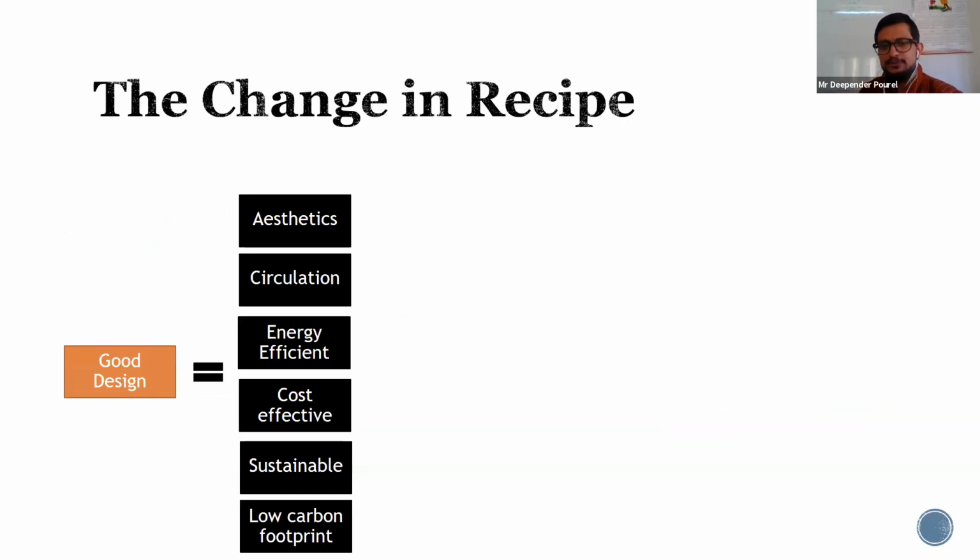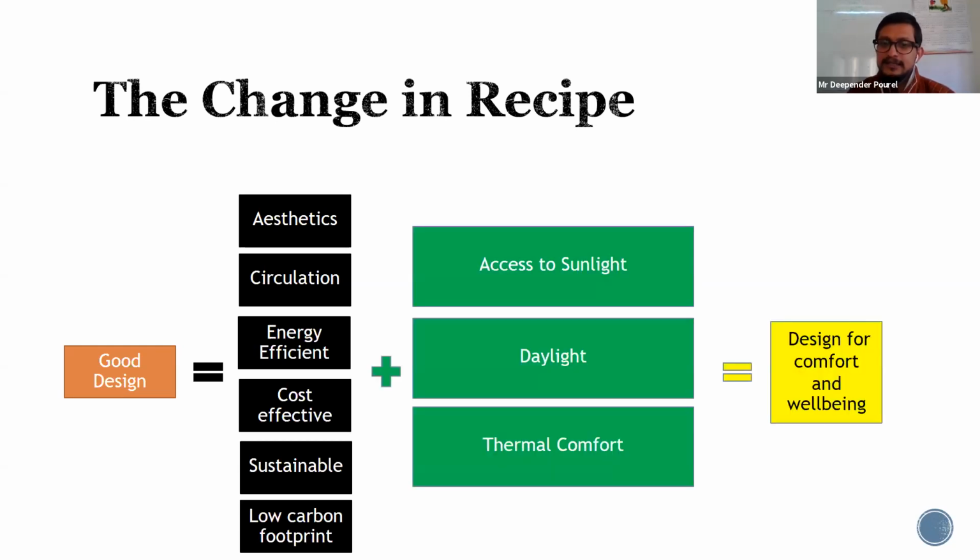So there's a change in recipe that we propose. Anybody would say a good design should have good aesthetics, very good circulation, it should be energy efficient, cost effective, sustainable, and have a low carbon footprint. But just a minute, there's something else that makes a better design, and that is access to sunlight, so that you don't fall sick often. In the UK, from my knowledge, access to sunlight is a must to get a design passed. We do not have it here.